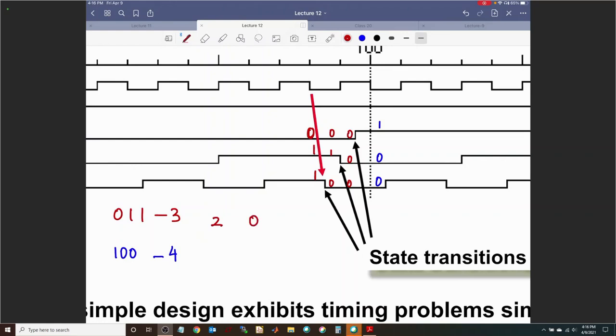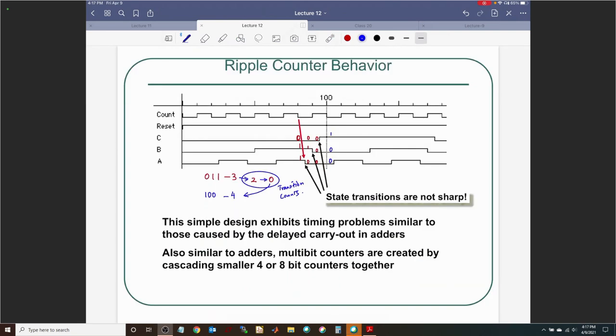So you're actually not going from 3 to 4 directly. You're actually going from 3 to 2 to 0 to 4. And these two are called, in this case, transition counts: counts that are a result of propagation delay through the flip-flops. We didn't have to deal with this in the synchronous design because everything was in sync with one master clock. But we have to deal with transition counts in the ripple counter behavior.